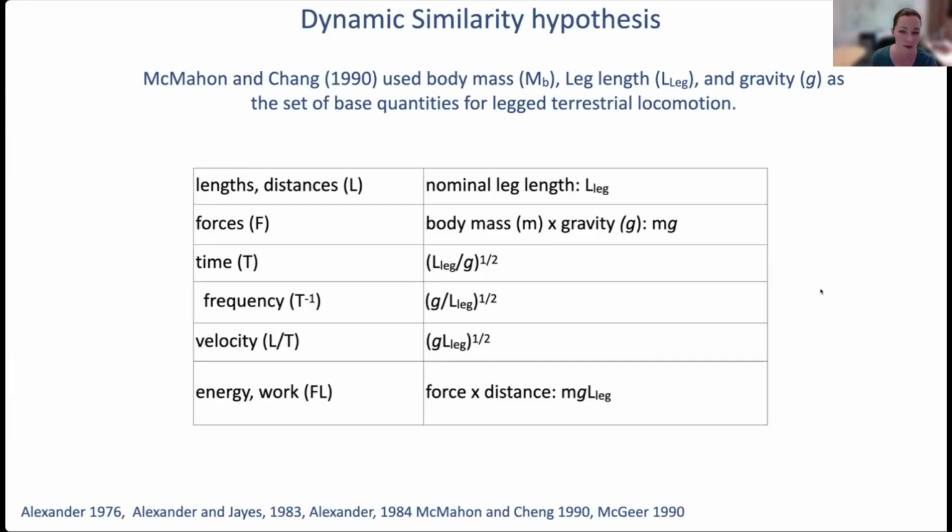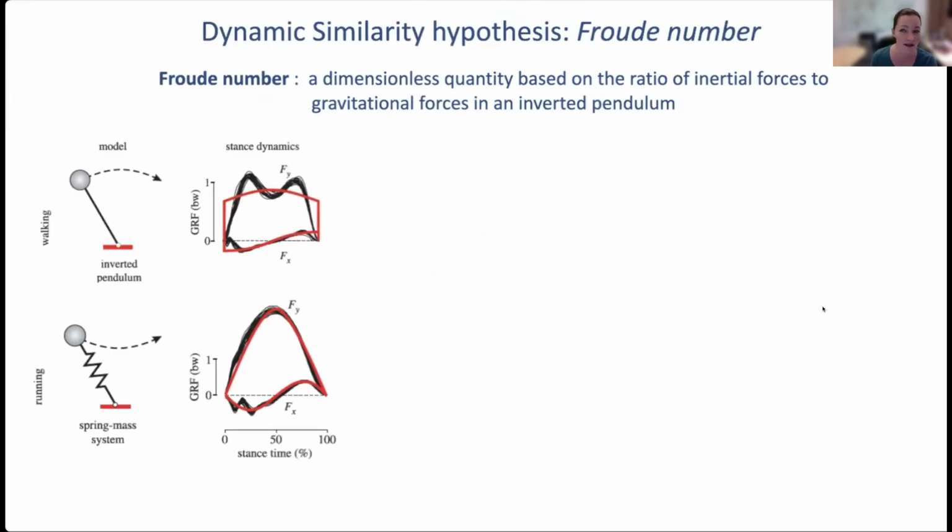One additional quantity I want to talk about, which is used a lot in the literature, is Froude number, right? Froude number is a dimensionless quantity that's based on the ratio of inertial forces to gravitational forces in an inverted pendulum. It's also used in fluid dynamics originally, but I'm not a fluid dynamicist, so I'm not going to get into that. Inertial forces and gravitational forces are important for determining those mechanical energy fluctuations. Without getting into the dynamics too much, I'll just note that Froude number can be derived by the ratio of kinetic energy to potential energy in the system.